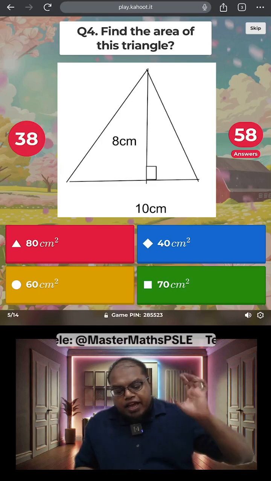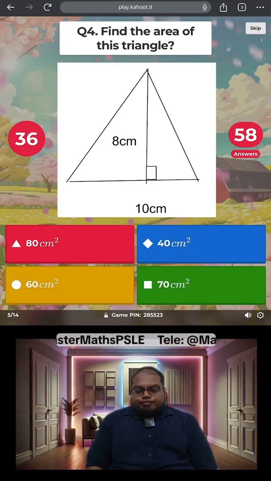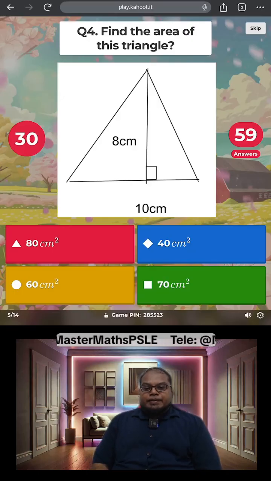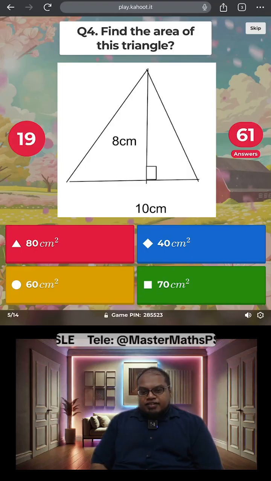Forty more seconds. Is it 80, 40, 60 or 70? 25 more seconds. Yeah, white is possible, I think. 54. Where? There's no 54 here. How you get 54?